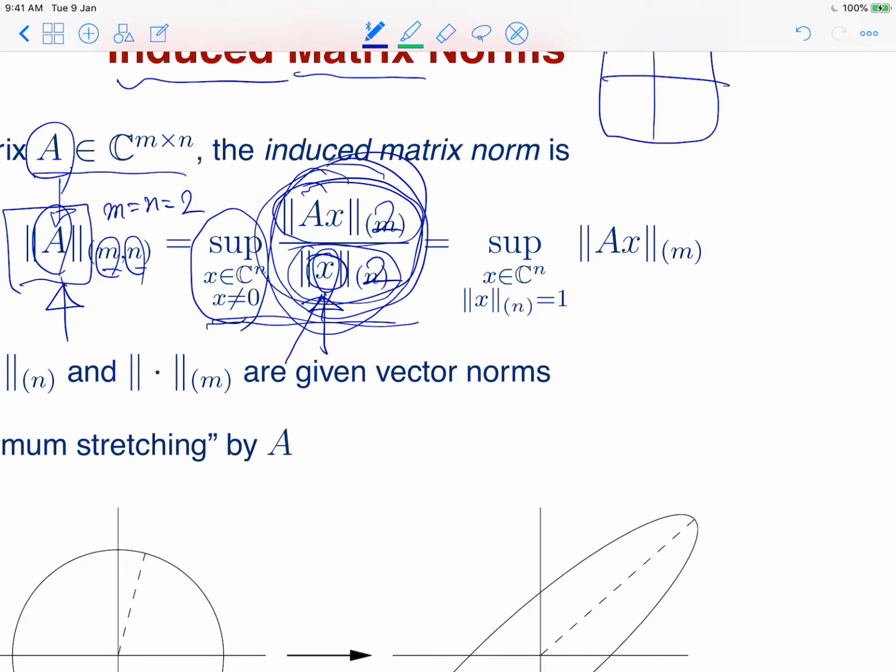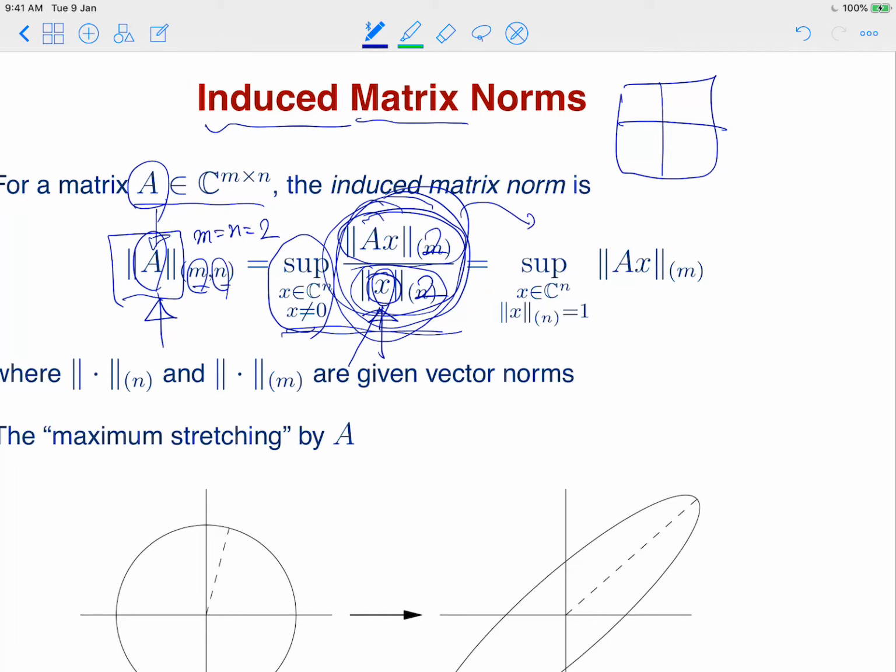And then it is further simplified in this form, where we impose an additional constraint: instead of picking any arbitrary vector, we constrain our selection so that the vector length becomes 1, and then the denominator will always be 1. Okay, so we are not losing any generality.